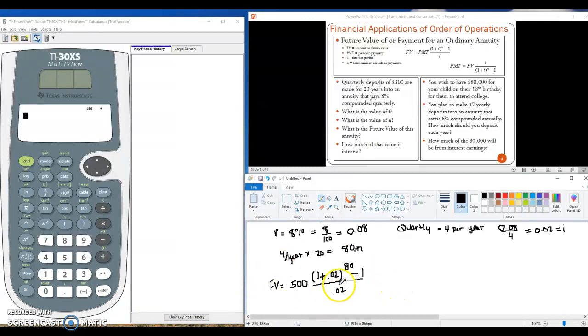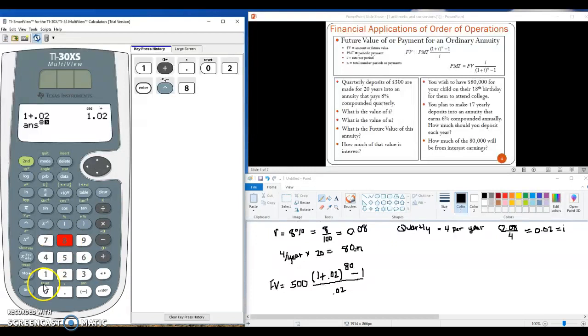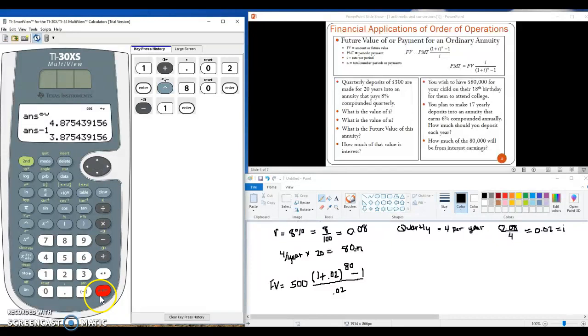So now we want to look at putting this into our calculator. We have to follow order of operations, which says start inside the parentheses. So in the parentheses, I have 1 plus 0.02, and I'm going to hit enter. I'm going to use my caret key to take that to the 80th power and enter. And I'm going to subtract 1. Enter. So that whole part is the top of my fraction, and that is grouped by the fraction bar.